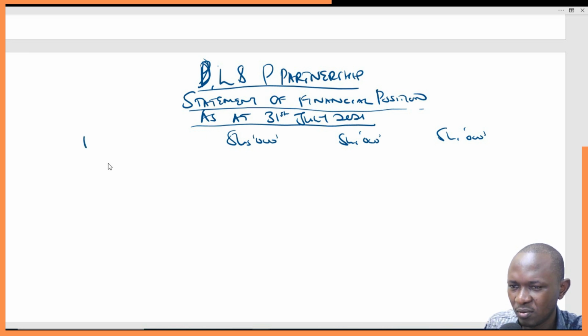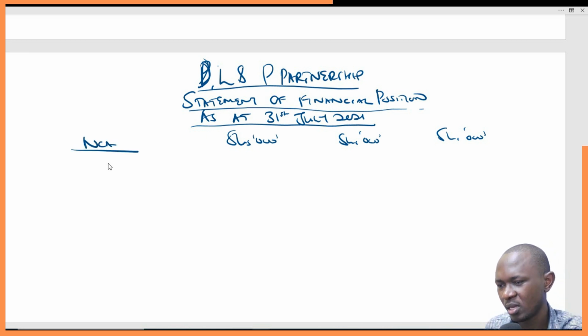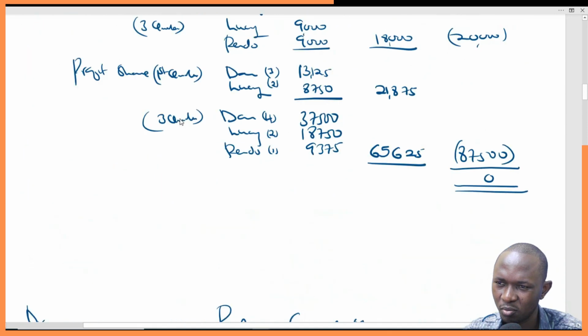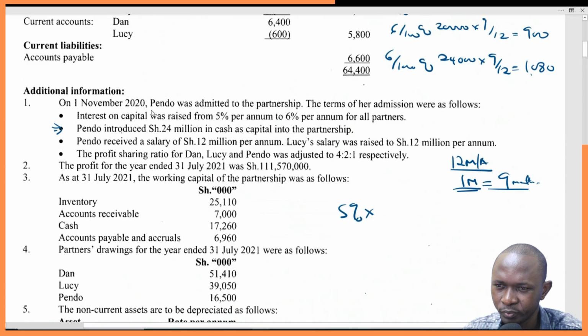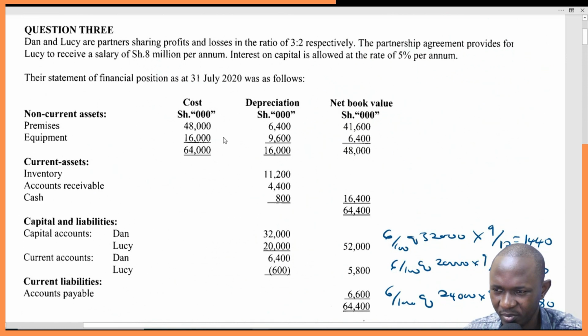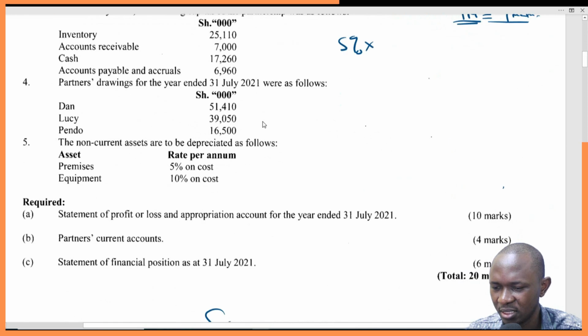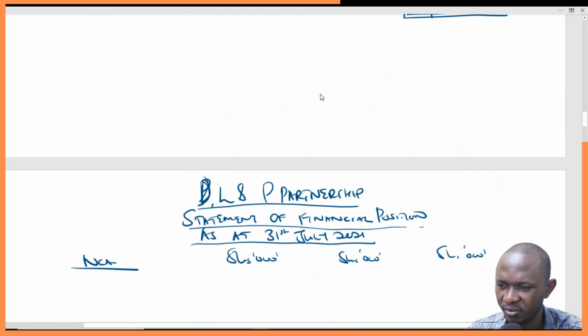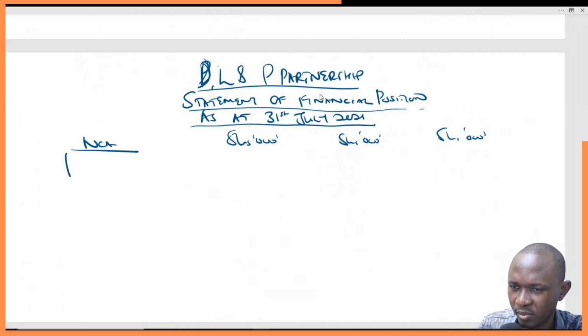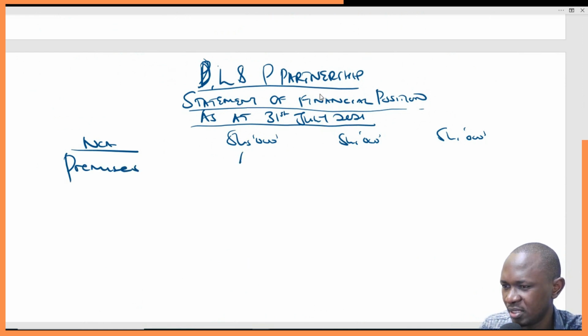So we start with the non-current assets, and as usual, here normally we have the book value and then the accumulated depreciation and then the net book value. Let's get the book value of these assets. Premises 48,000. Equipment 16,000. Yeah, this is the book value. So 48,000, and then equipment at 16,000.